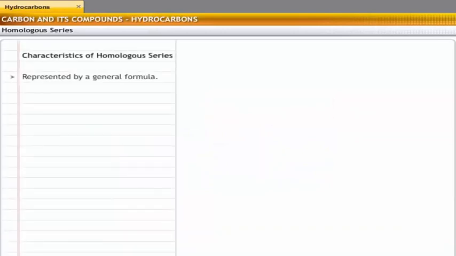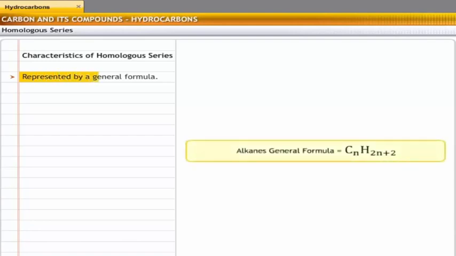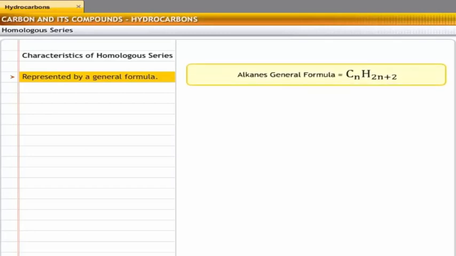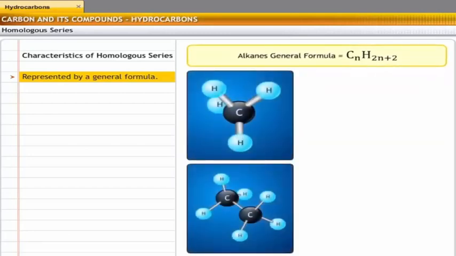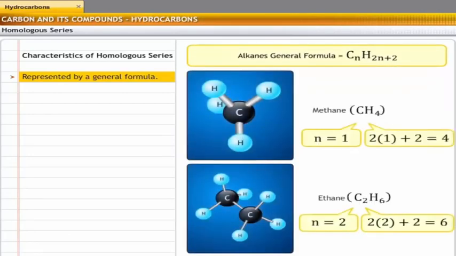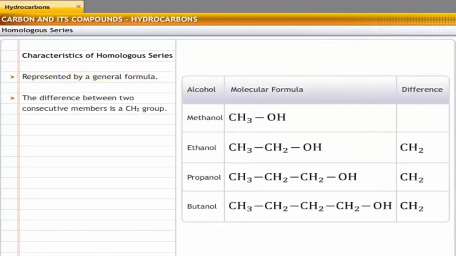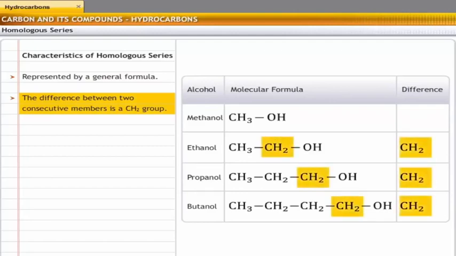Let's now analyze the characteristics of a homologous series. A general formula is used to represent a homologous series. For example, alkanes can be represented by the general formula CnH2n+2. In any homologous series, the difference between two consecutive members is a CH2 group. For example, in the family of alcohols, consecutive members differ from each other by a CH2 group.